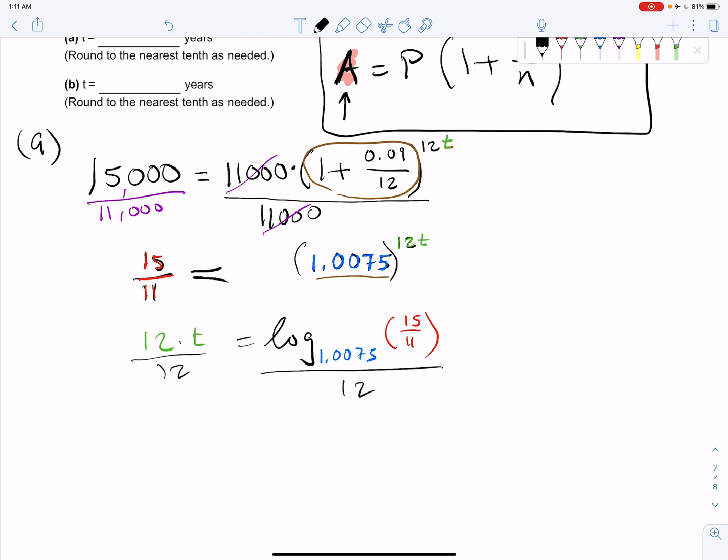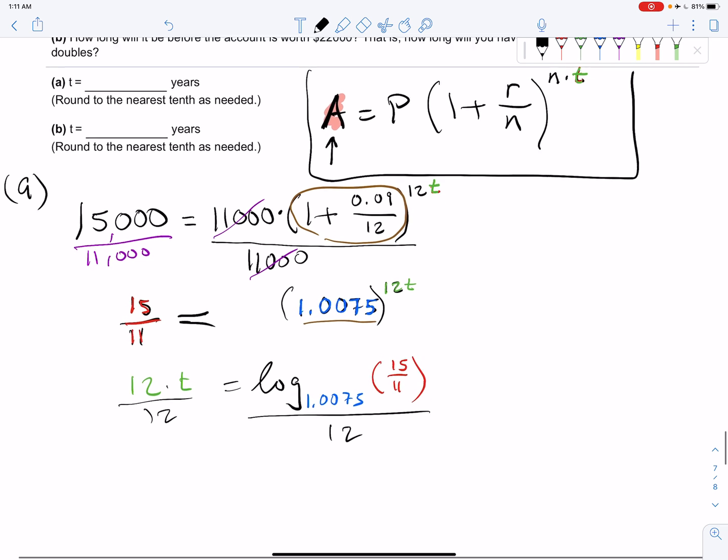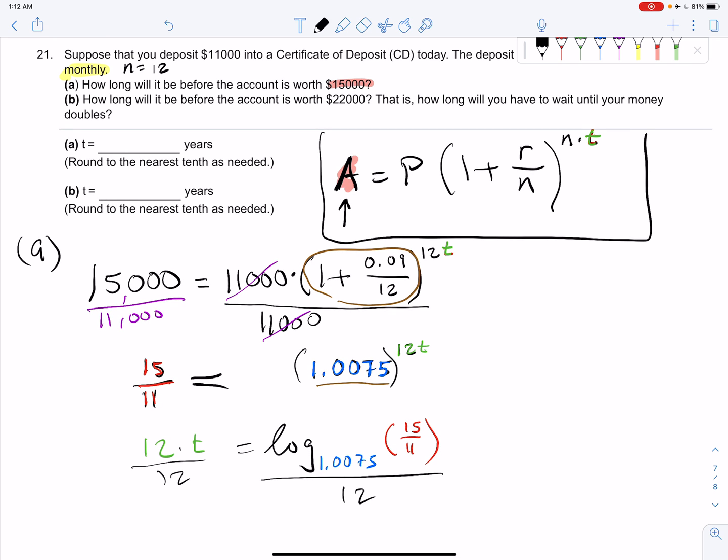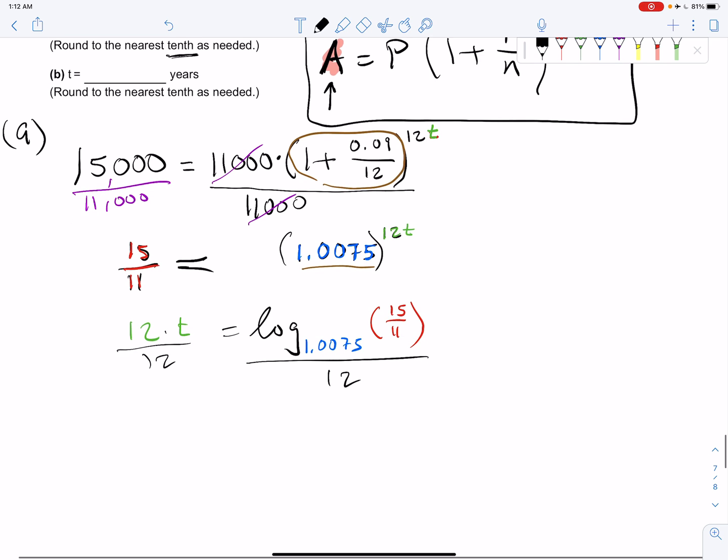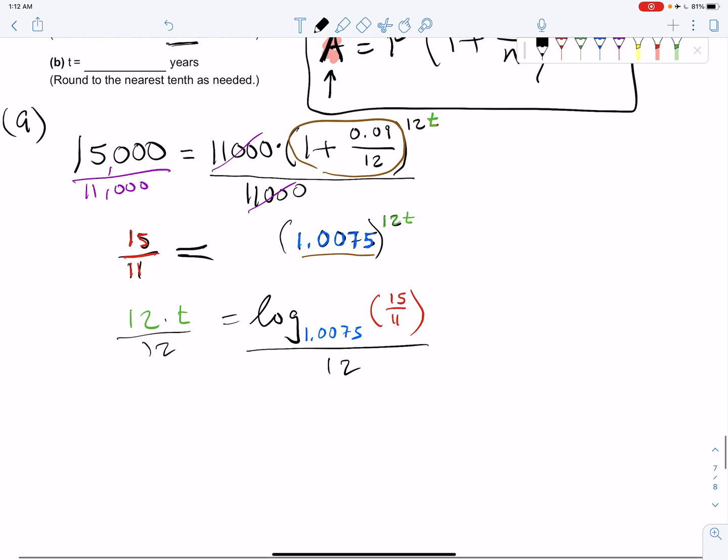Yikes. Okay, well, I need to put this in the calculator to get an approximation. It says, please round to the nearest tenth of a year. Okay, well, let's do it. Change of base. Use a common log or natural log. I'm just going to use the natural log. Natural log of 15/11ths. Then hit the enter button.